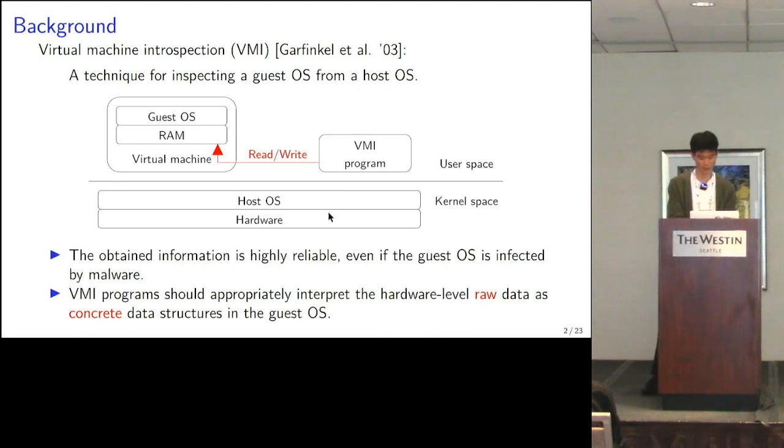By inspecting the guest OS in this way from the outside, the obtained information is highly reliable even if the guest OS is infected by malware. However, VMI programs should appropriately interpret the hardware-level raw data as concrete data structures in the guest OS. For example, if the obtained information is a bit pattern of Windows 64, the VMI program should interpret it as a 64-bit signed integer.